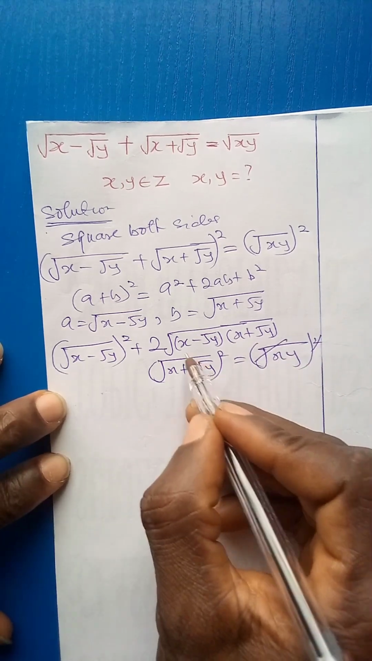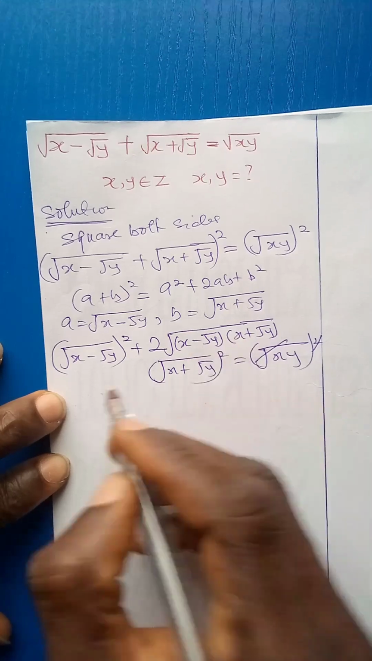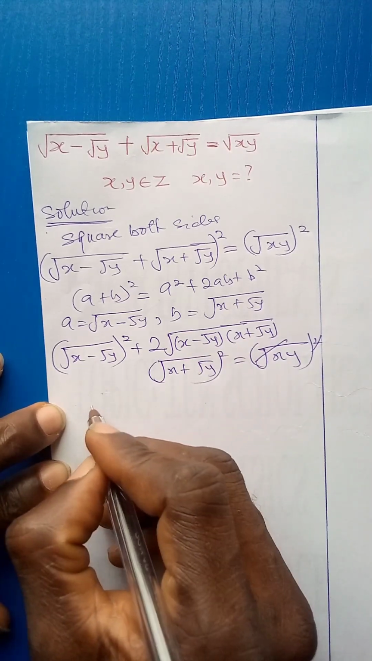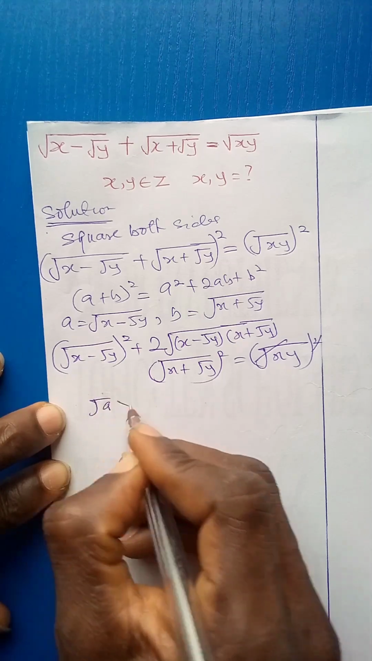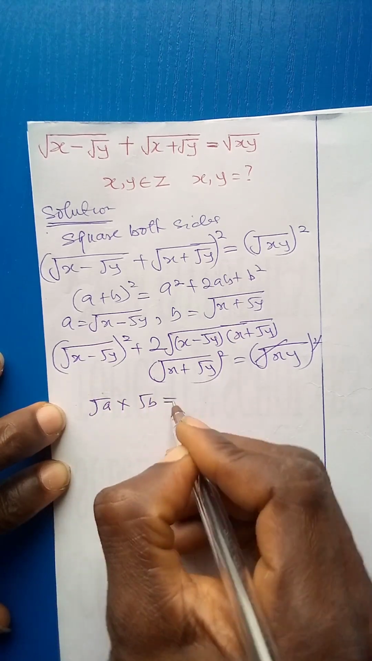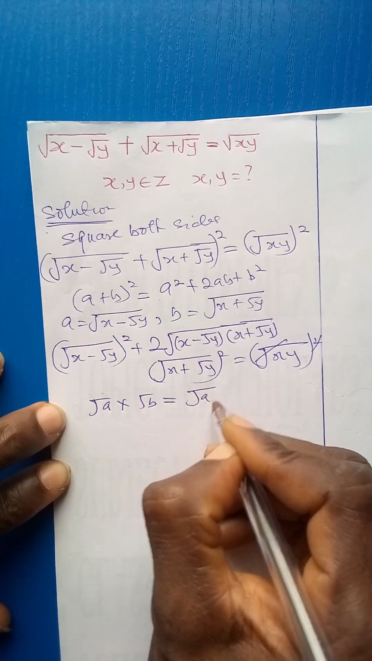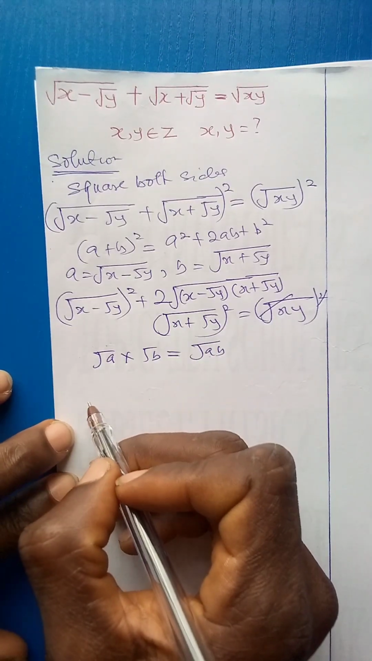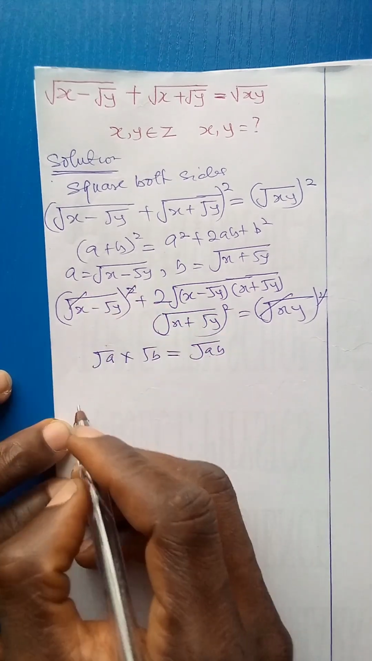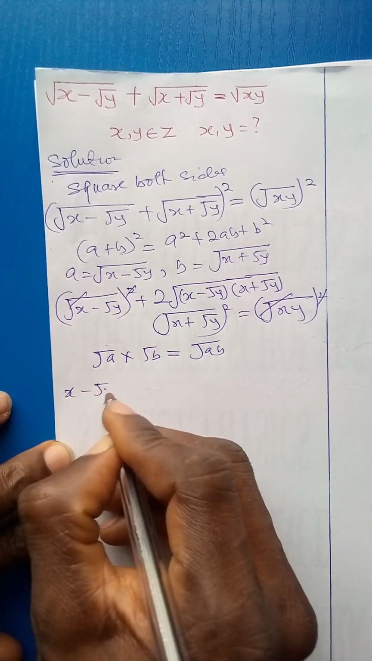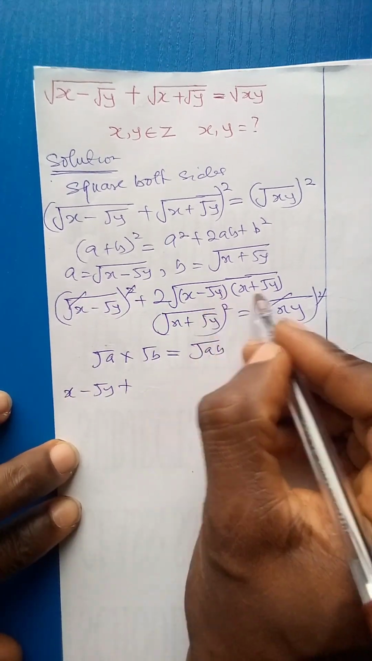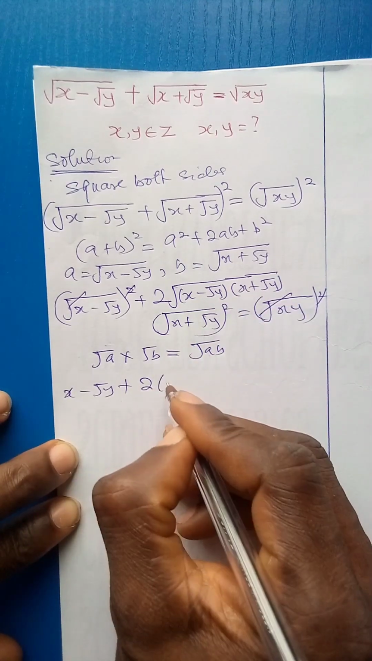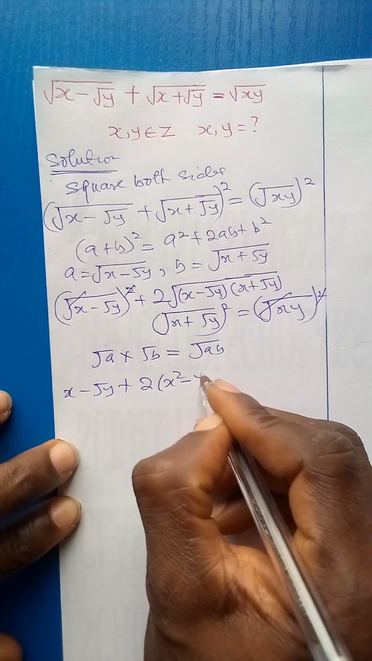Good. Now I combine this based on this property of surds. If I have square root a multiplying square root b, it can be equal to square root ab. So this property is applied here. Now proceeding, we have this and this will cancel out, giving us x minus root y plus, I can now open this bracket because this is a difference of two squares. So I have 2 brackets, x squared minus y.